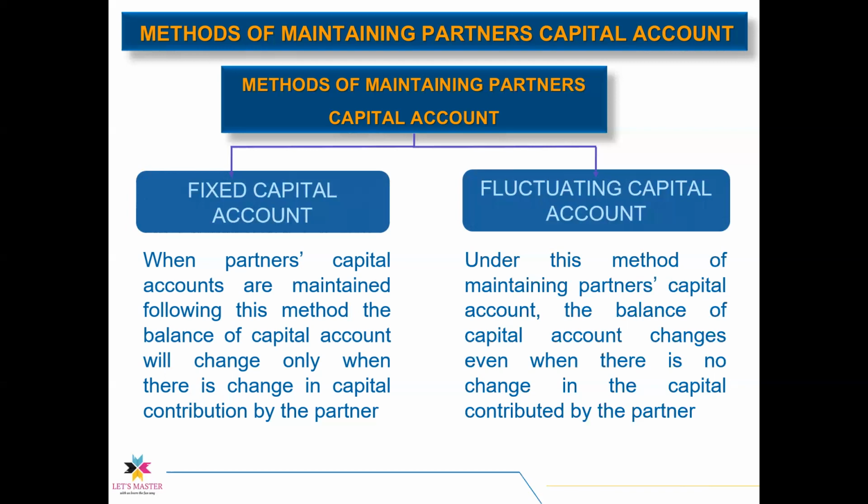Again, taking the same example of partners A, B, and C, all of them have contributed 50,000 each as their share of capital in the partnership firm, and none of them has introduced any further capital or withdrawn any part of their capital contributed. But still the balance of their capital account will change on account of interest on capital, interest on drawing, share in profit, and other such transactions. We will discuss it in detail in subsequent slides, so it will become more clear to you.